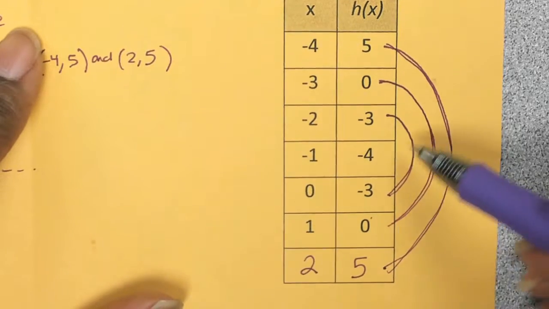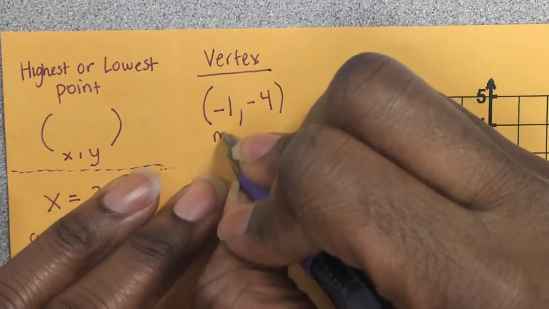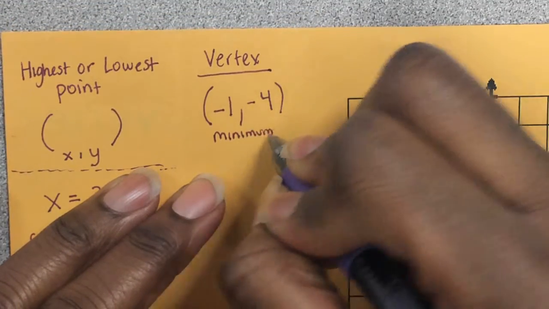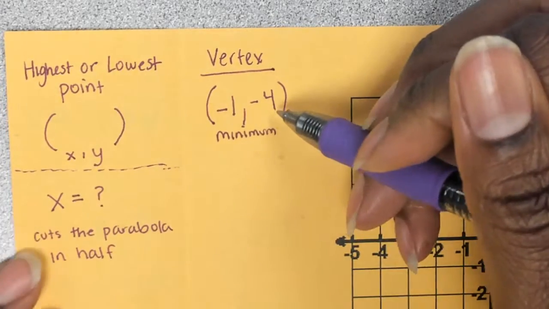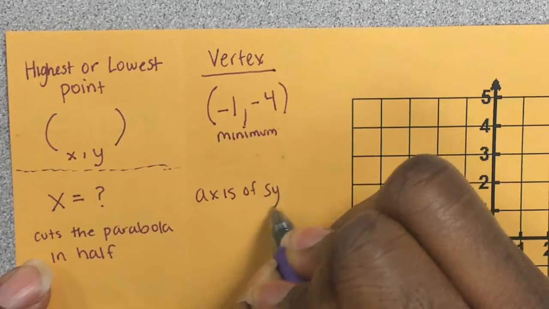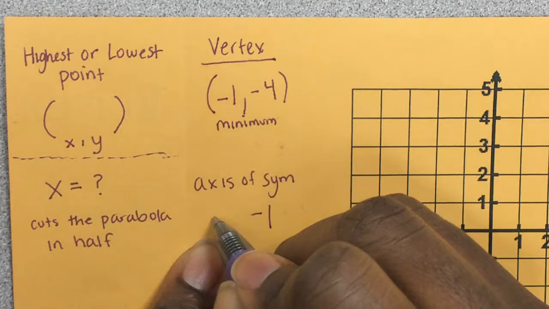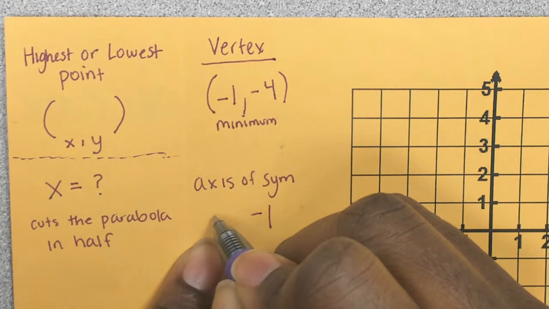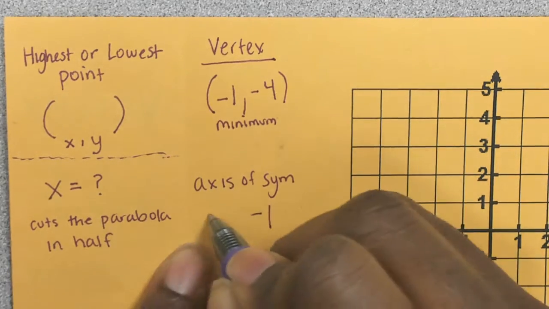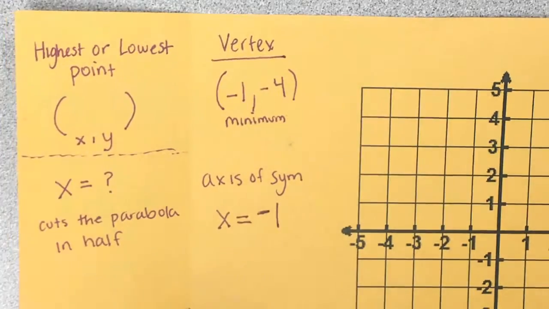The vertex is -1, -4. Is it a minimum or a maximum? Remember, look here. Is that the biggest number? No, it's the smallest. So this is definitely a minimum, because that's the smallest one out of the y values. And now you should know what the axis of symmetry is. What is it? -1. Yes. You better put, it has to be a what? What is the equation? x equals -1.